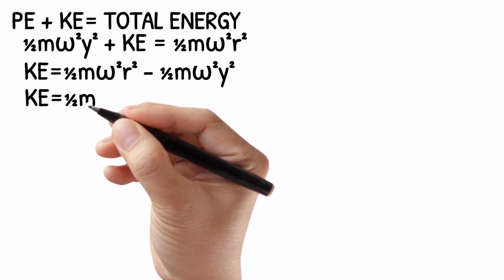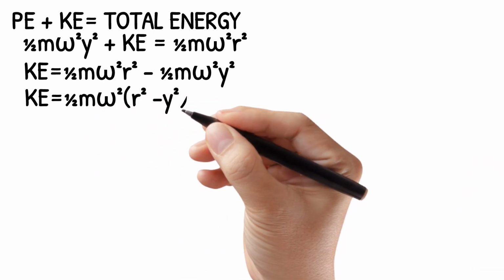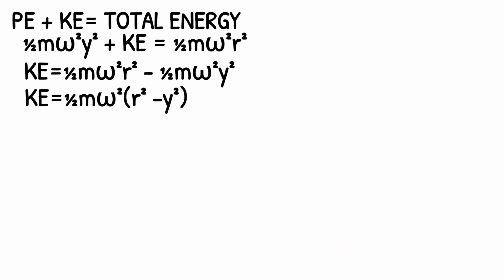Now you can see that your half, your m, your omega square, they are common for both the first term and your second term. In that case, we will do what is called factorization. You bring out half m and omega square out of a bracket, half m omega square. When you bring them out from your first term, what will be left is r square. Put your minus sign. From your next term, what will be left is y square. Close your bracket. So that's your formula for kinetic energy at any given time.